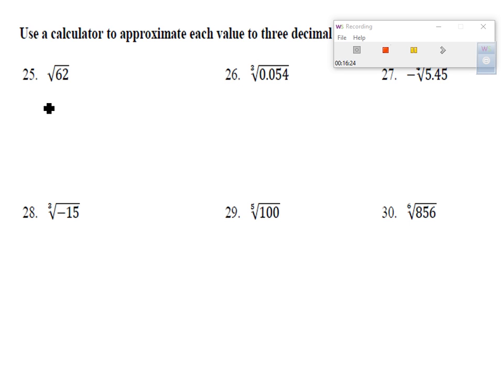So if you go ahead and type in 62 into your calculator and square root it, everybody in here has a square root on their calculator. You should get approximately 7.874. Make sure you round correctly.